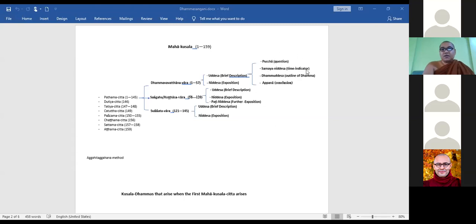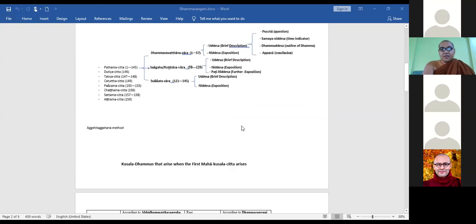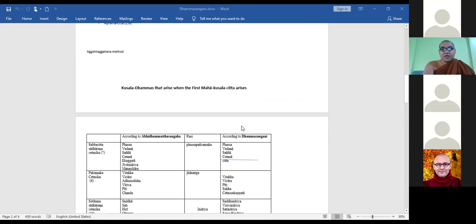So this kind of analysis is applicable throughout the Dhammasaṅgaṇī: Bocha, Samayaniddesa, and then Dhammuddesa, the outline of the Dhamma, or Abana, conclusion. And if we go to the chart, the Kusala Dhammas that arise when the first Mahakusala Chetas arises. To make it easy, I put the first Mahakusala Chetas.